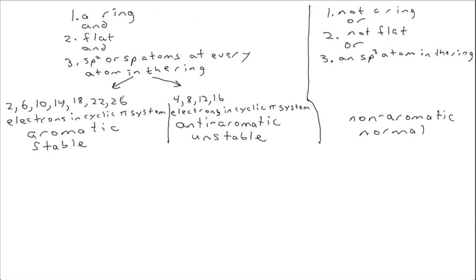26. So what's the pattern? The pattern is start with 2 and then keep adding 4s. That's how you get the numbers in this sequence. Start with 2 and keep adding 4s. Okay? Well, let's try to do the same thing for the numbers in this sequence for anti-aromatic molecules.